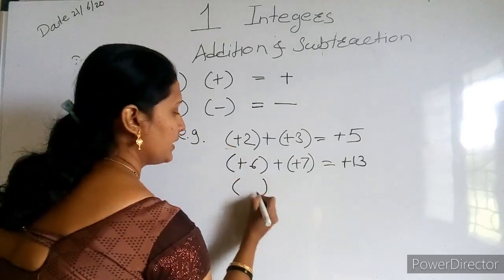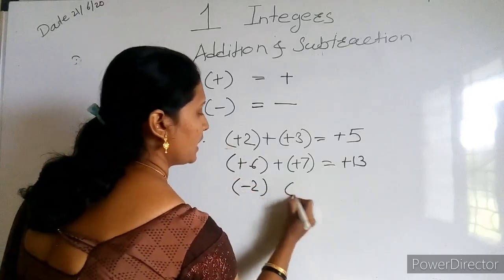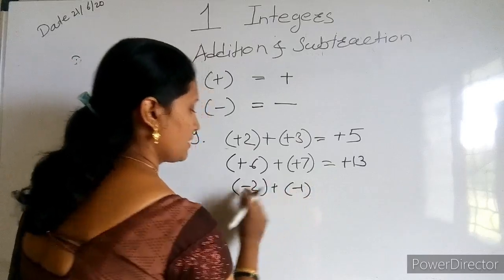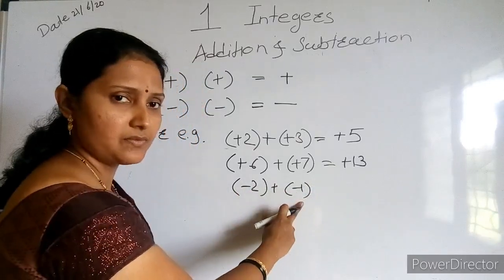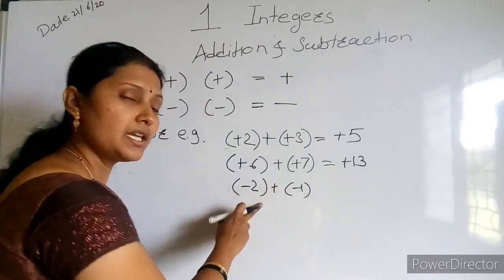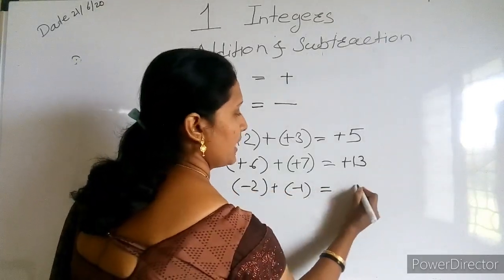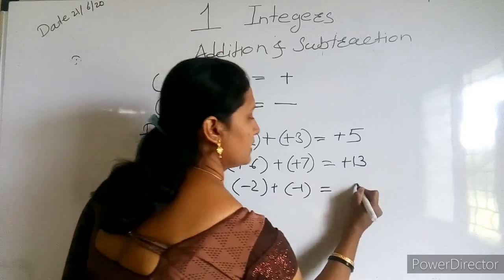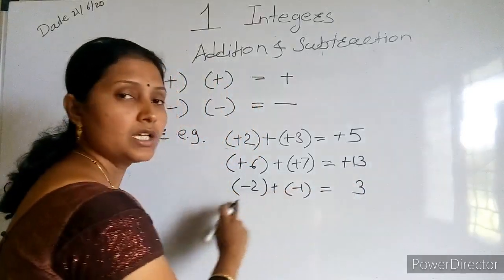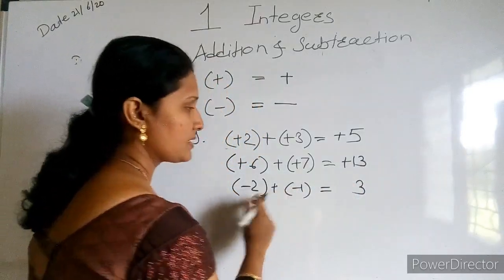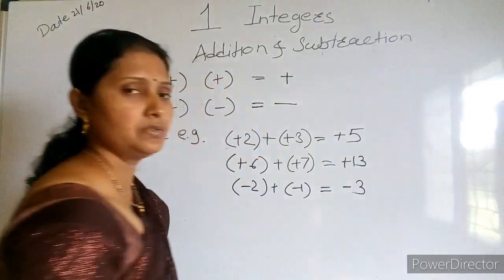Next, if both are negative, minus 2 and minus 1, what do we have to do? Again we do addition. 2 plus 1 is 3, and we give the common sign, which is minus, so the answer is minus 3.